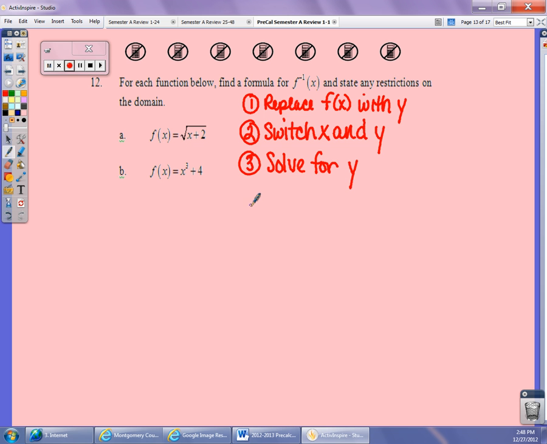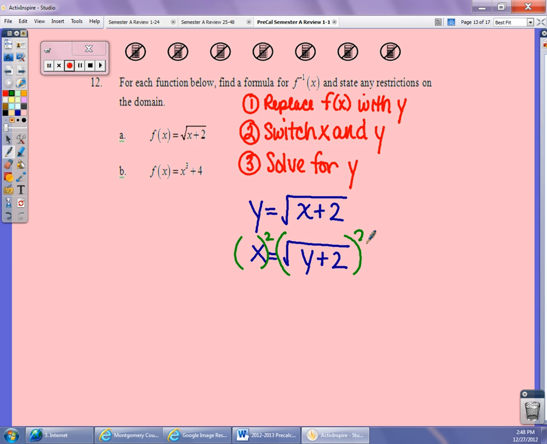we are going to replace f of x with y equals square root of x plus 2. Then we're going to switch x and y, and we get x equals square root of y plus 2. Now we want to solve for y, which means get y by itself. First thing that we'll need to do, get rid of the radical by squaring both sides. So we get x squared equals y plus 2.